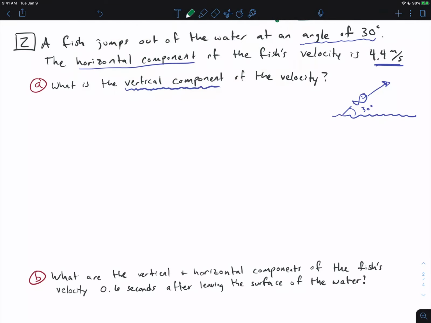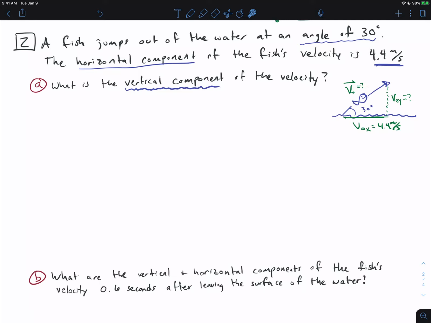I can do this in another color, but this fish has some initial velocity. We don't know what this is, but we know that the horizontal part of this velocity, v initial x, is equal to 4.4 meters per second. Sorry, it's a little messy. Okay, so 4.4 meters per second. What we want to find here is my initial velocity in the y direction. What is the vertical component of this velocity as soon as the fish leaves the water, right? So let's set this up here.